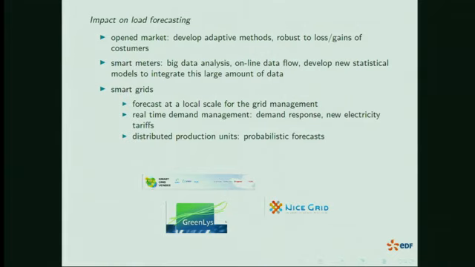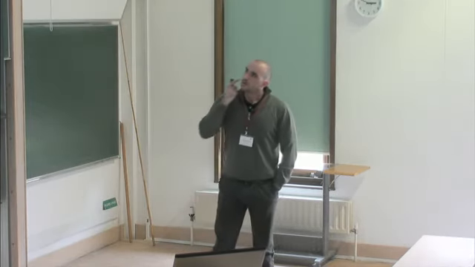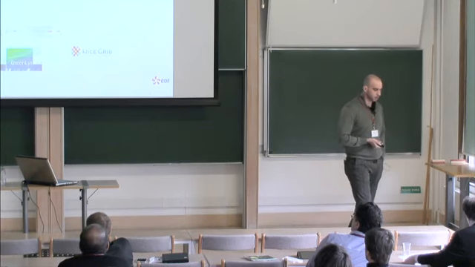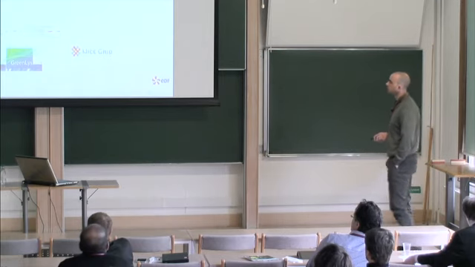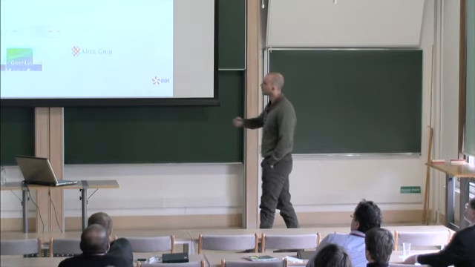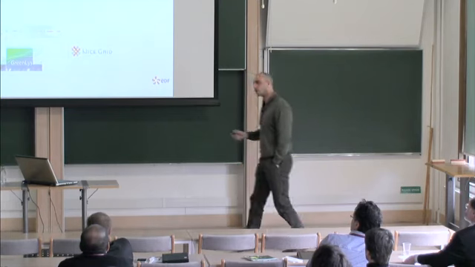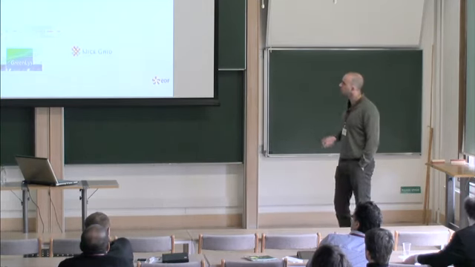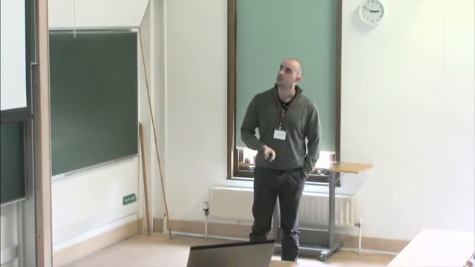To deal with smart grids, we have to forecast at local scales, as we would probably have to optimize the production plan locally. So we need electricity forecasts at that scale. For real-time management, demand response and new electricity tariffs will entail changes in the way we build statistical models. Maybe we have to think about demand control optimization problems, something like that. And for distributed production units, we need to do probabilistic forecasts.